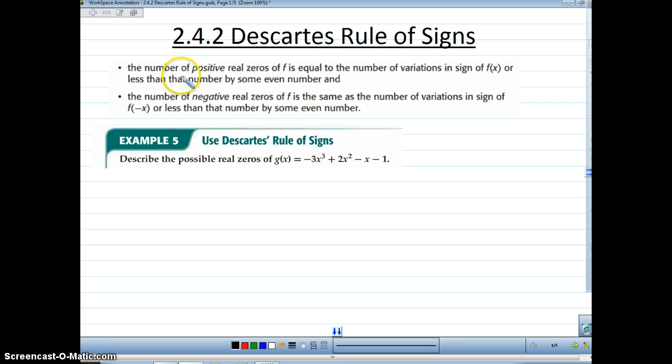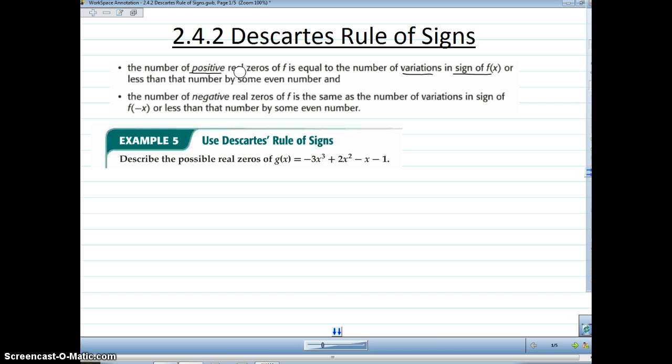Basically what you do is you're going to find the number of variations in the sign of the function. What we mean by variations is whenever one term is negative and then the next term is positive, or vice versa. So I always look from left to right across the polynomial, and we're going to count the sign changes. So the first part of the rule says that if we count the number of variations in the sign change of f of x, that will tell us the number of positive zeros, at least the real ones.